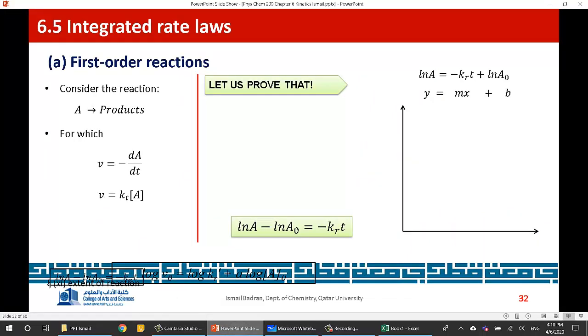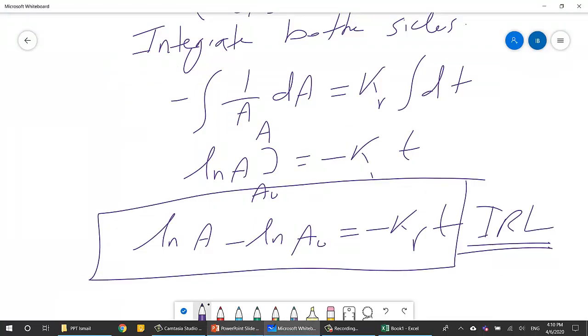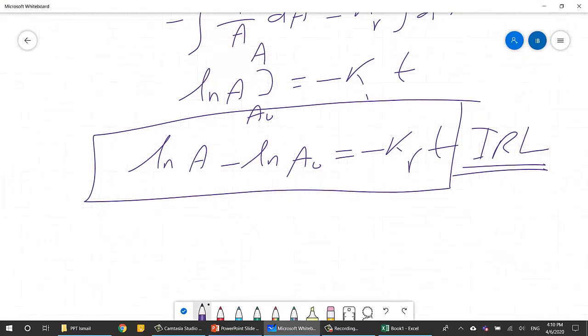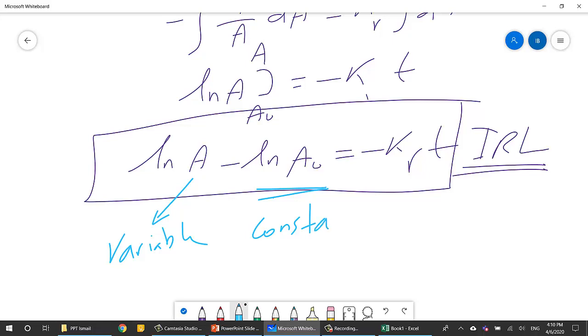Now, in this equation, the nice thing about it is that it can actually be written in the linear form, which is y equals mx plus b. But before we do that, we need to know what are the variables and what are constants here. So A here is your variable. It changes. This is constant because this is the concentration of the reactant at the beginning of the reaction. It does not change. This is constant as well.